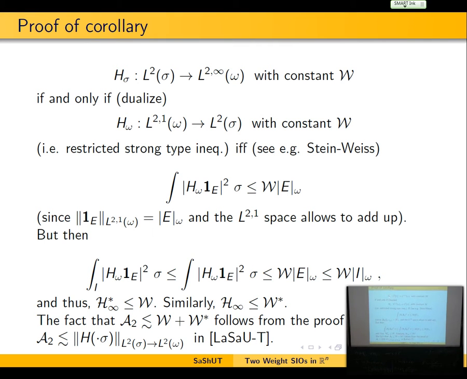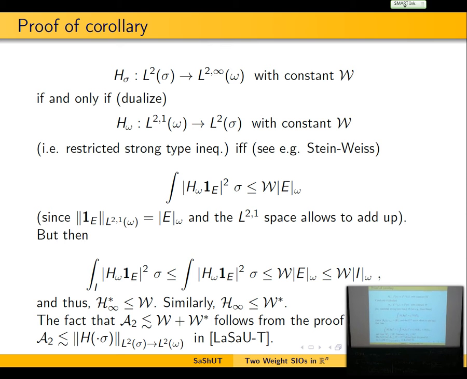Basically, you assume that you have the weak inequality with constant W. You dualize. This is essentially the restricted strong type inequality, and this is if and only if you have this inequality, because the Lorentz space L2,1 allows you to add up, and then you immediately get one of the testings for L infinity bounded by the weak testing. Then you have the corresponding dual and the necessity of A2, and it works.